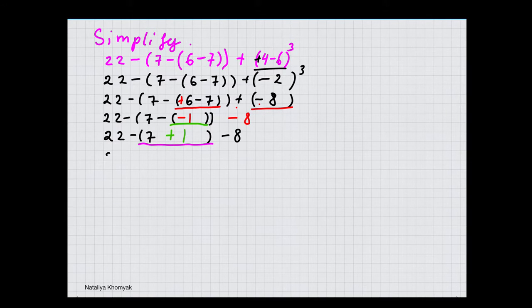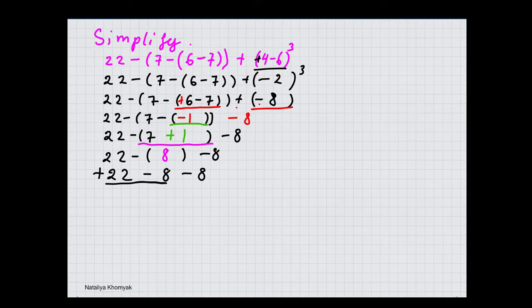So we have 22 minus 7 plus 1, 8, minus 8. So we have 22 minus 8 minus 8. 22 minus 8. 22 is positive, 8 is negative.